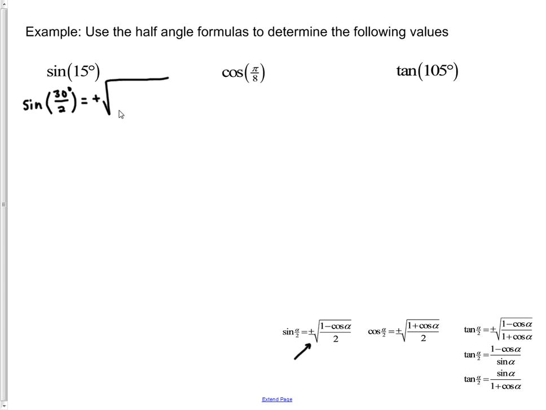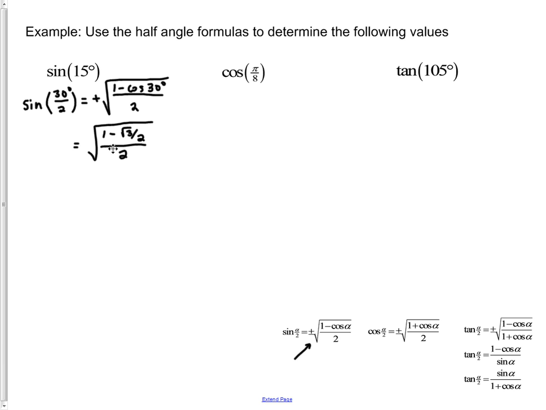Number two, 1 minus the cosine of the 30-degree angle is what we're going to put inside of our radical right here over 2. So the sine of 15 degrees is going to be the same as the positive square root of 1 minus whatever the cosine of 30 degrees is over 2. Well, we happen to know perfectly well what the cosine of 30 degrees is. That's 1 minus radical 3 over 2. All of that's over 2.